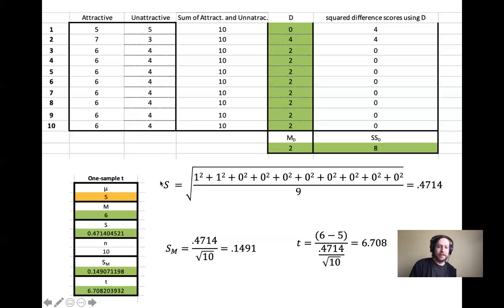First, we have to calculate the sample standard deviation using the raw x values. 5 minus 6 equals negative 1, squared, equals 1. 7 minus 6 equals 1, squared. 6 minus 6 equals 0. 0 squared is still 0. And because all the rest of the numbers are 6, 6 minus 6 is always 0. We get a whole bunch of zeros right here. So that's the numerator of our sample standard deviation equation. We have this number 9 right here. Where did this number 9 come from? What is this?